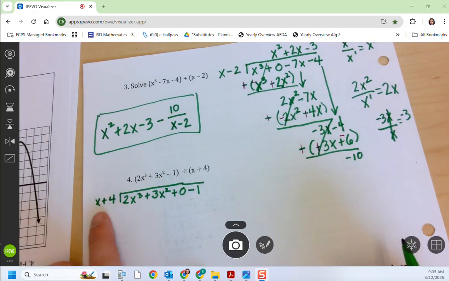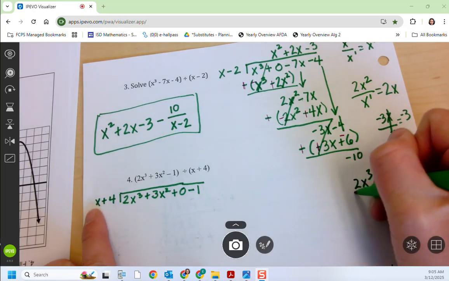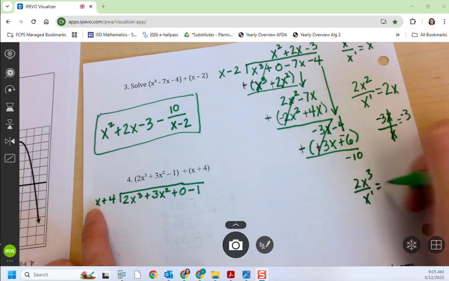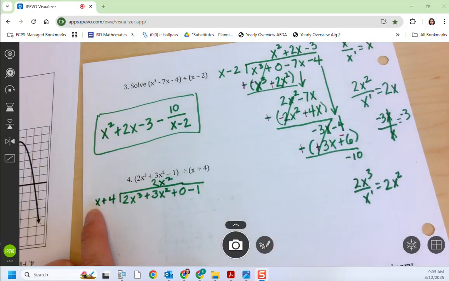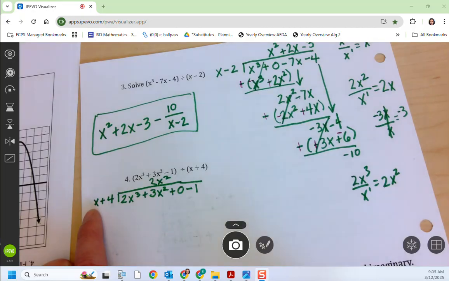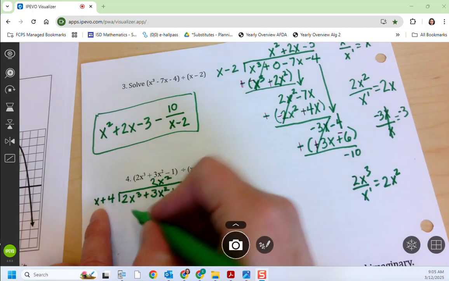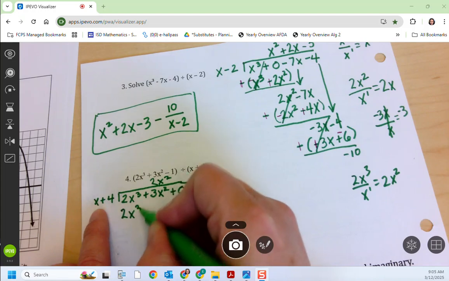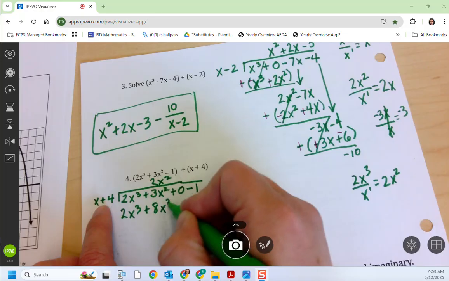First term divided by first term. So you had 2x to the 3 over x. That gets you 2x squared. And it goes up here, 2x squared. Next, multiply the 2x squared times each of these. So 2x squared times x is 2x to the 3. 2x squared times 4 is 8x squared.